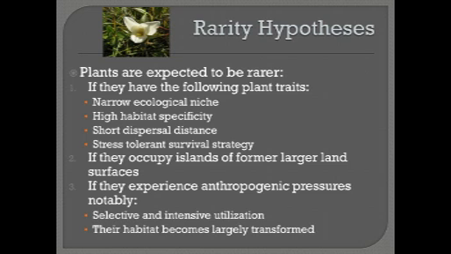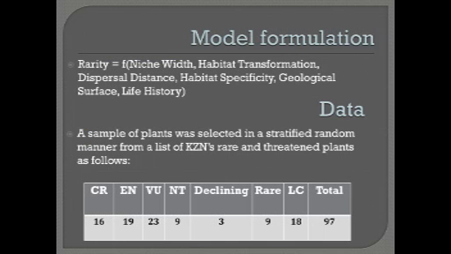In order to understand rarity, we developed a model that said basically that rarity is a function of niche width, habitat transformation, dispersal distance, habitat specificity, geological surface, and life history. A sampled number of plants were selected in a stratified manner from our list of KZN's rare and threatened species. And this was done with the objective of ensuring that we selected at least 9 plants from all the IUCN rare and threatened categories, and then we included some least concerned and common plants.